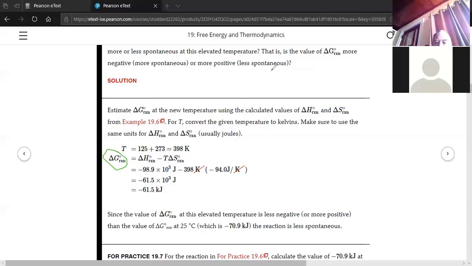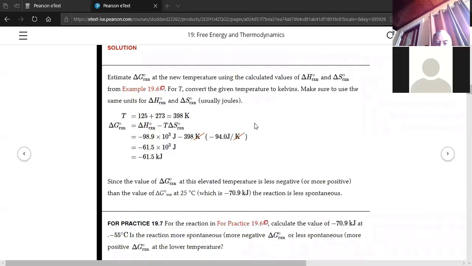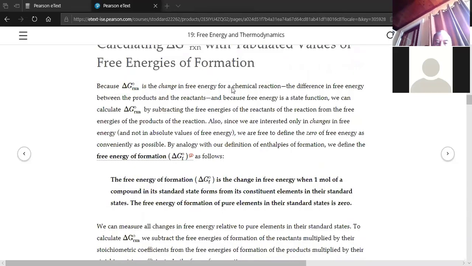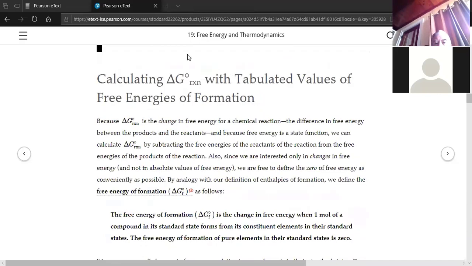Now, that's important because there's another way of calculating delta G0, which you can only use if you're at 25 degrees. And that's if you have tables of delta G0. So let me scroll down a little bit, and that's what they get to next. Calculating delta G0 with tabulated values.